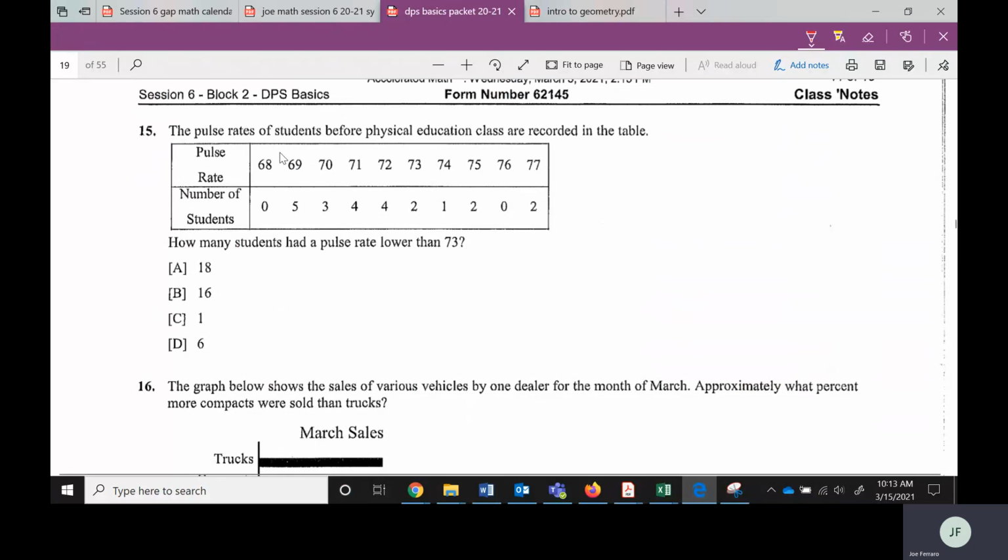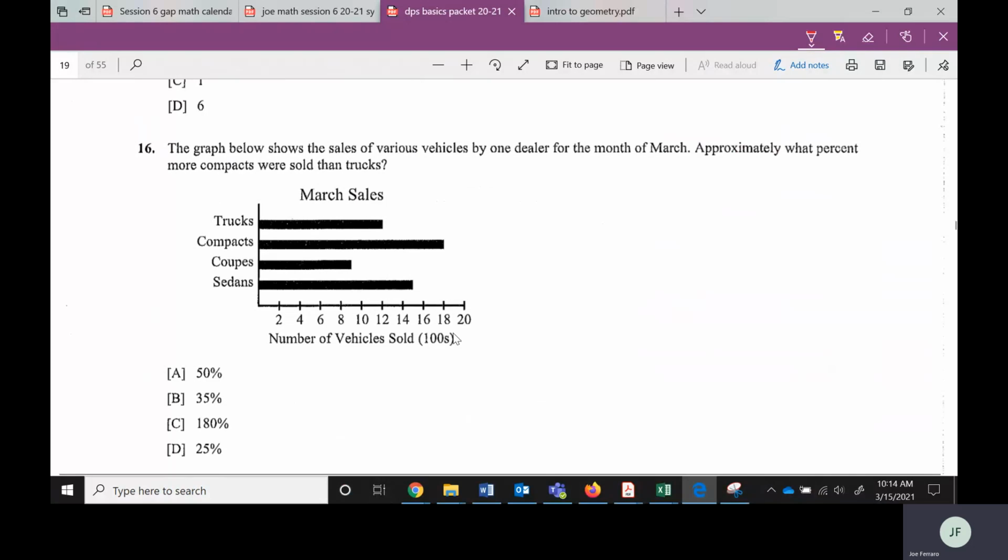Here again, just to give you a hint. There's pulse rates. How many students had a pulse rate lower than 73? So again, don't count 73. You're here and going this way. So count the number of students in here. Okay. I think the last tricky one here is 16.